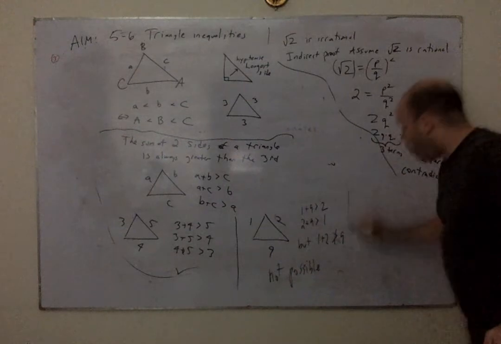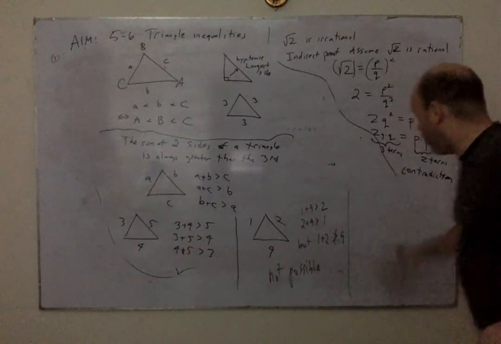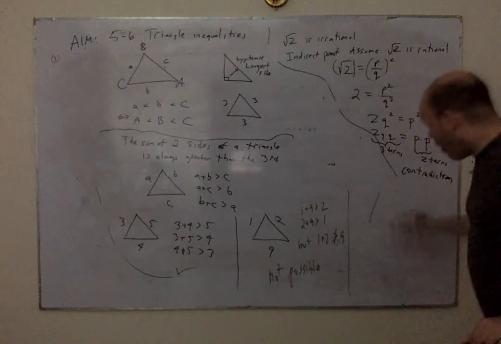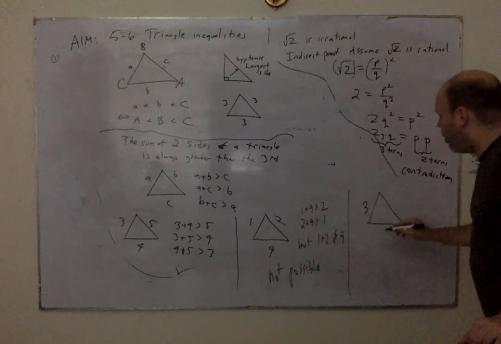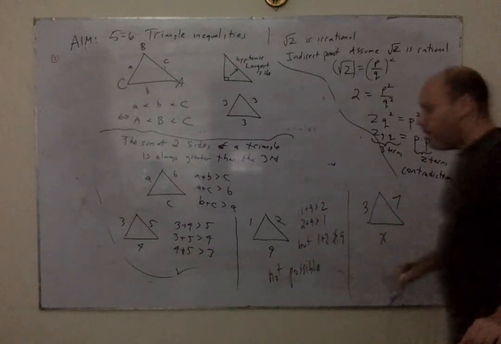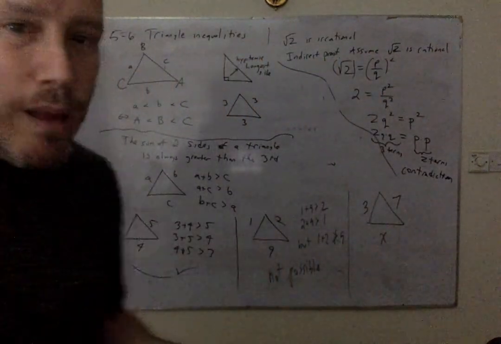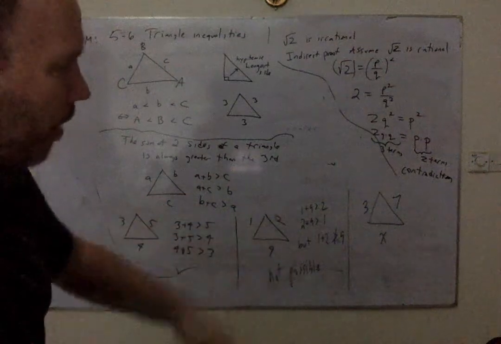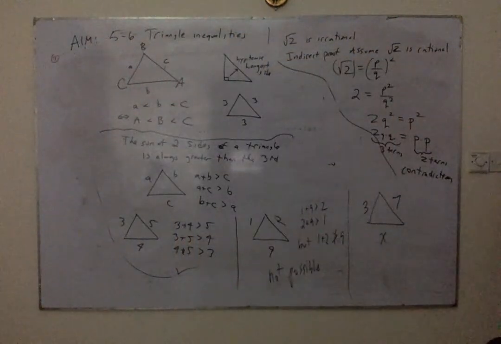And then a fun question to think about is, given a triangle over here, one side is 3, one side is 7, and the other side is x. What are the possible values for x? So I want you to think about that.